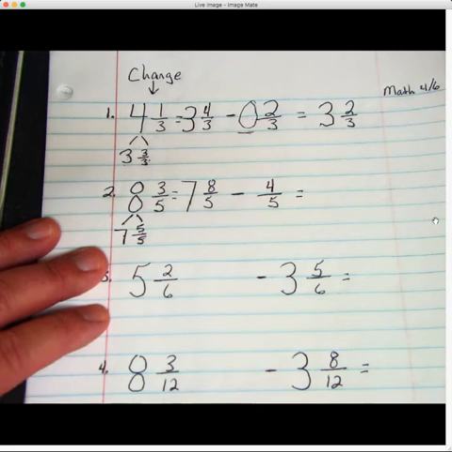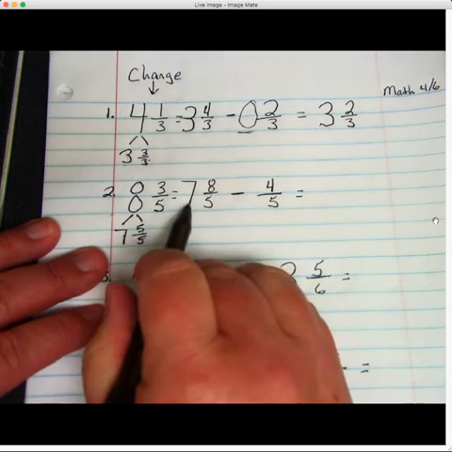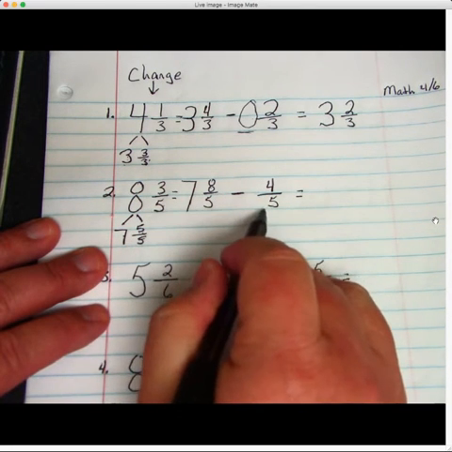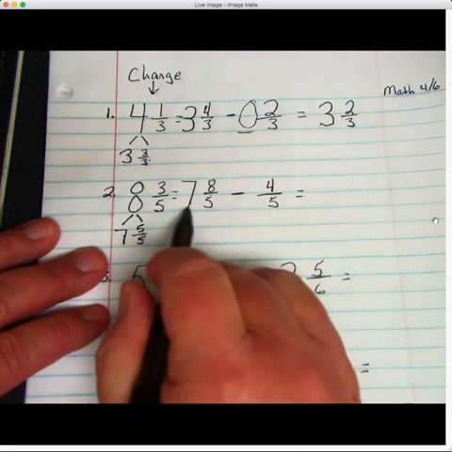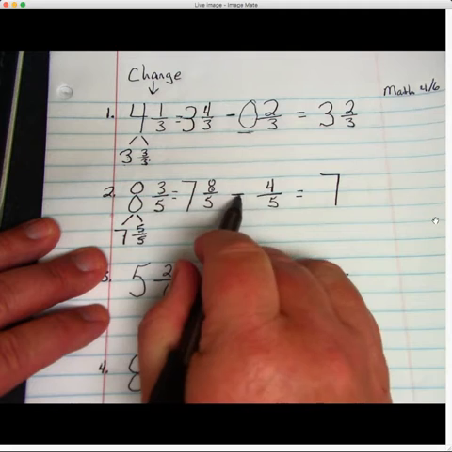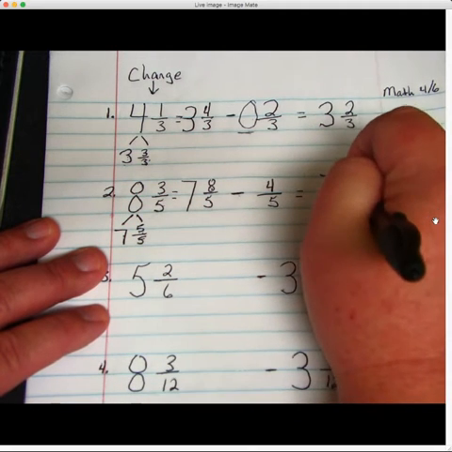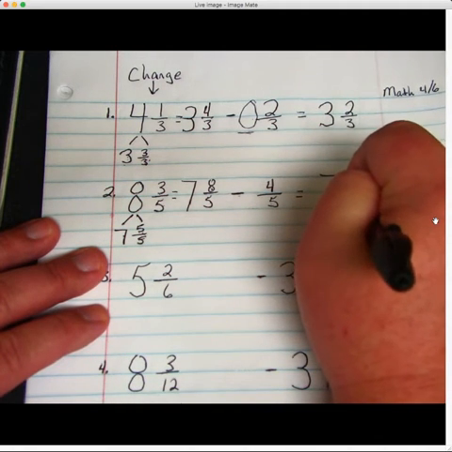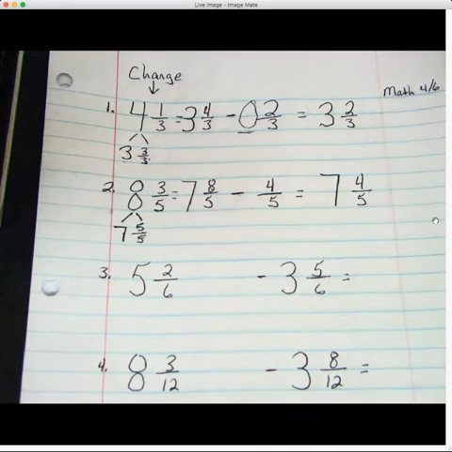8/5. All right. So now I'm dealing with 7 8/5 minus 4/5. There's nothing to be taken away from the 7, so it's going to stay as 7. Now I'm just doing 8/5 minus 4/5. 8 minus 4 is 4. So it's 4/5. Our answer is 7 4/5.